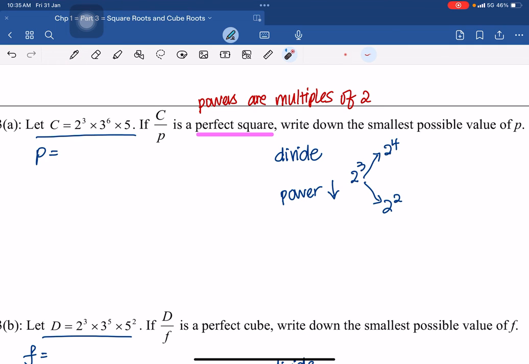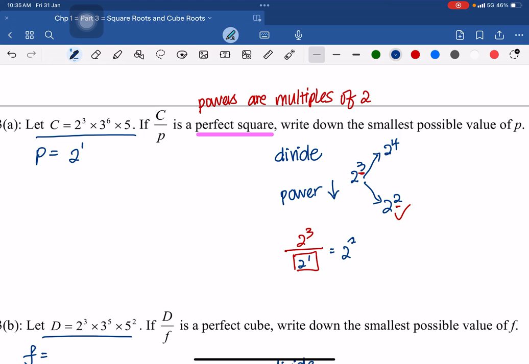Since this is division, the power will decrease. So I need to do division to make it become 2 to the power 2. So from 2 to the power 3, what do I need to divide with so that it becomes 2 to the power 2? Oh well, we need to divide by 2 to the power of 1, one more factor 2, so that I get only 2 squared.